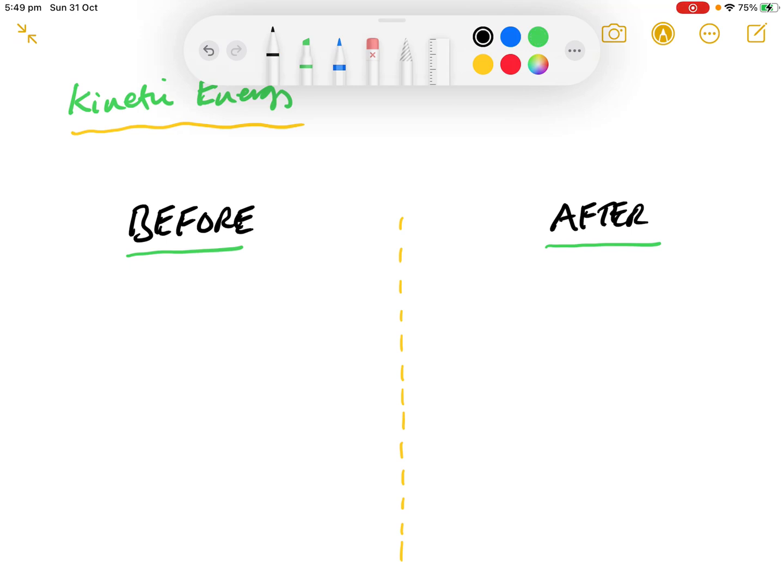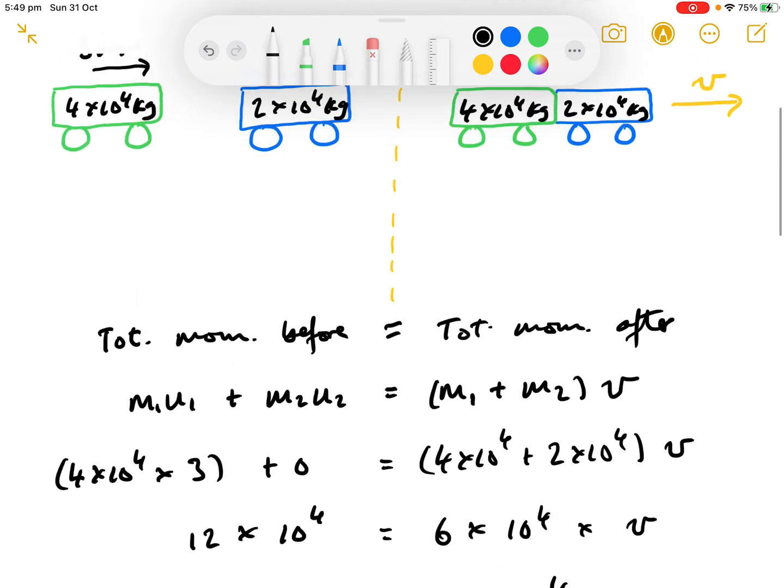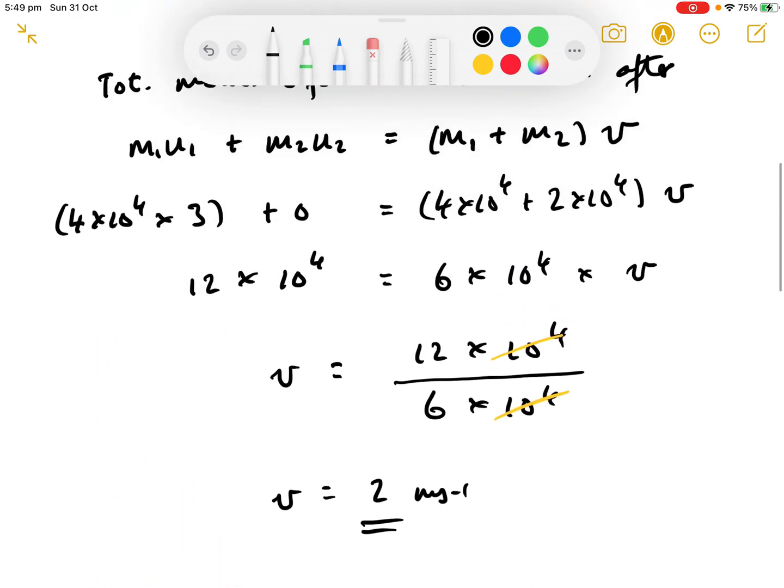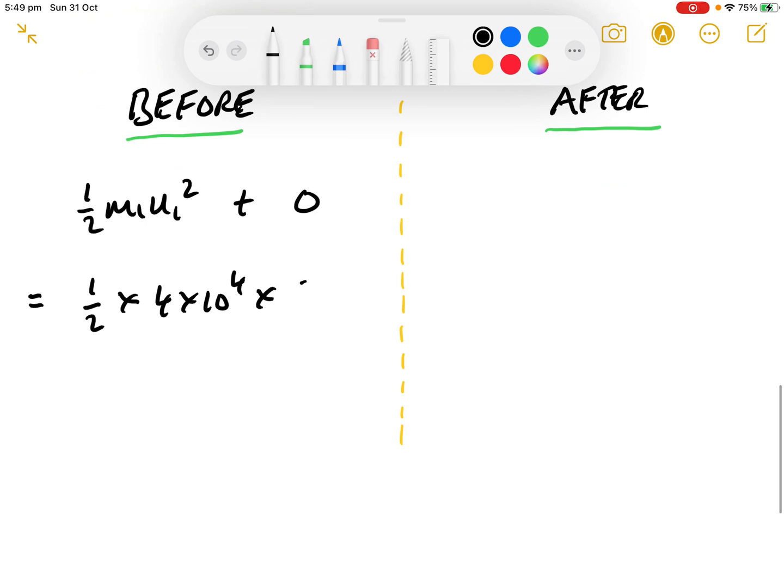Well, you know the expression for kinetic energy. It's a half m1 u1 squared. And in this case, because the second vehicle's at rest, it's just 0 for that one. So it's a half. Now the mass of that first one was 4 times 10 to the 4. And he was coming in at 3 meters per second. Don't forget to square the 3. So let's see what we get for that.